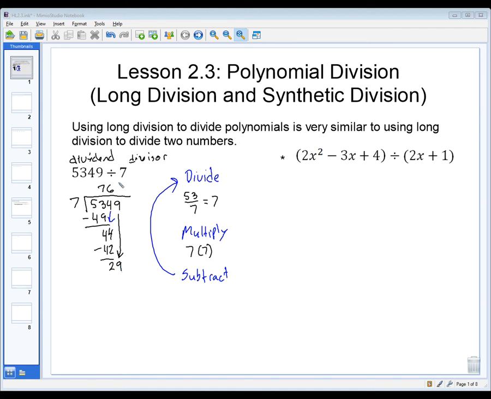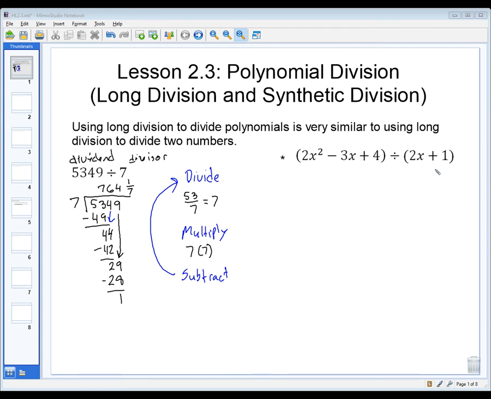29 divided by 7 is 4. 4 times 7 is 28. Then I subtract and get an answer of 1. Now instead of going into the decimals, I'm going to leave this as a fraction, so I have a remainder of 1 being divided by 7. So my answer is 764 and a seventh.